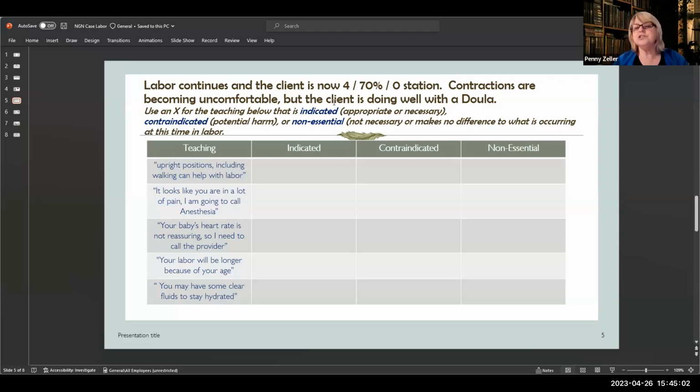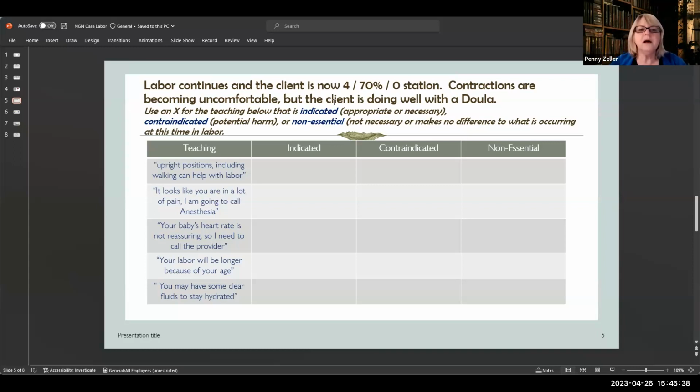Yeah, she's not a clinician, but she's like a labor coach. And she has been working with the client, helping her with breathing exercises and some non-pharmacological things. She can't prescribe medication or anything like that. She's not a clinician. Okay. So we need to do some teaching. Tell me which ones are indicated. Which of these teachings are indicated or contraindicated, or maybe they're just not essential for the moment. Keep in mind, she's in labor and she's beginning to hurt. So what's essential? What's indicated?